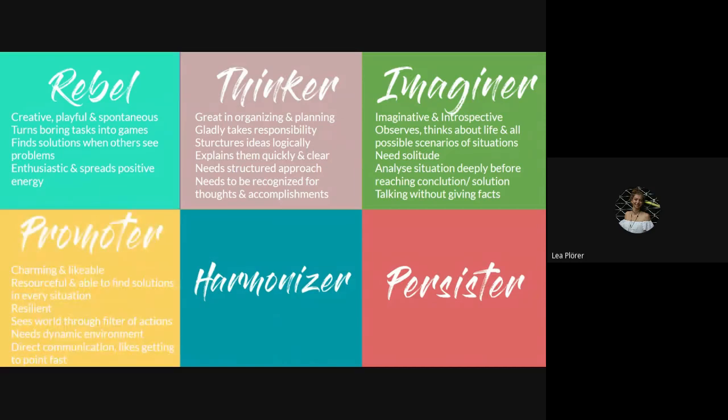Then there are promoters, who are very charming, likable. They're very solution oriented. They're very resilient. They're very action oriented as well, I would say. And they're also a bit like the thinker. I think those two get along quite well because one is very organized and likes taking responsibility. The other one is very action oriented, needs dynamic, and both of them get ideas across very easily, very direct, coming to the point fast and not explaining things super complicated.